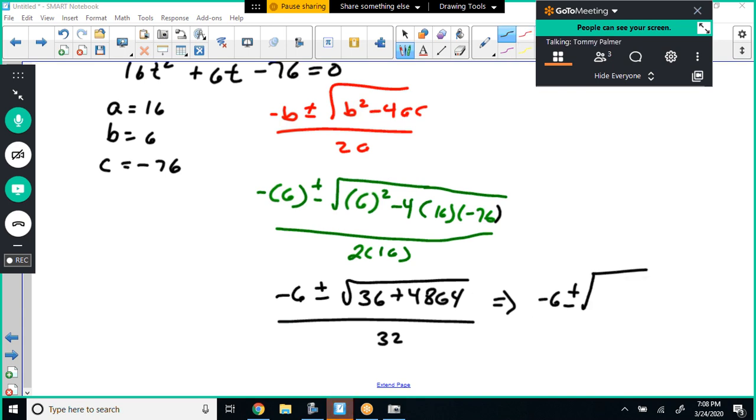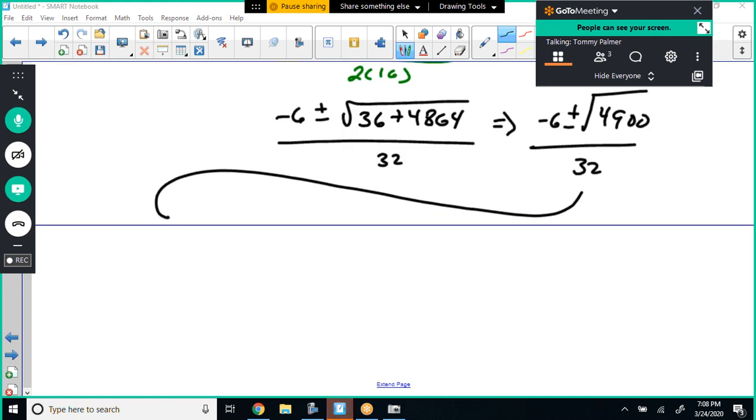Square root of, what's that? Plus 36. So that's 4,900. And you can tell that 4,900 is a perfect square, right? Because 49 is a perfect square and double zeros, well, that's multiples or times 100 or 1,000, right? So you can kind of look at that. Now I'm going to bring this back over here. I'm going to change to blue. So I got negative 6 plus minus. I'm going to take the square root of 4,900, right? And what that gives me is 70 over 32.